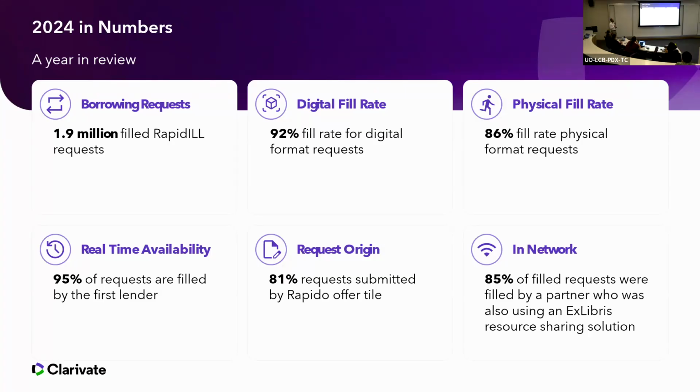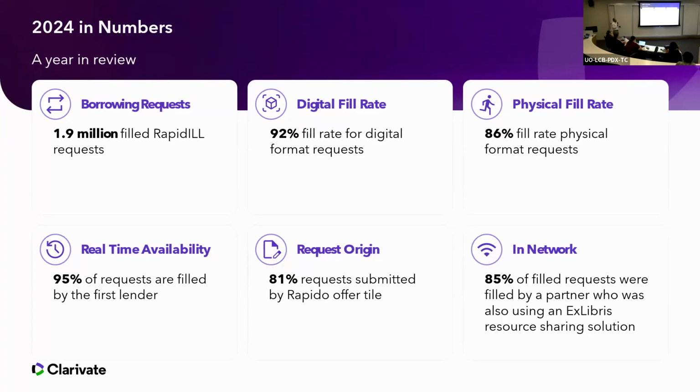And with request origin, 81% of requests submitted from users of Rapido are through the Rapido offer tile. We'll see an example of that here in a minute. But what that means is that users going through the Rapido discovery environment, finding something, placing the request, and all the metadata needed to process the request is being passed into the Rapido system. So requests go out unmediated without staff having to fill in like an OCLC or an ISSN number.